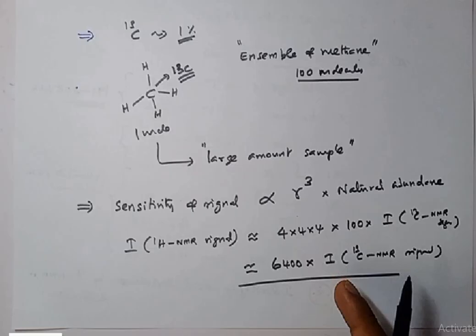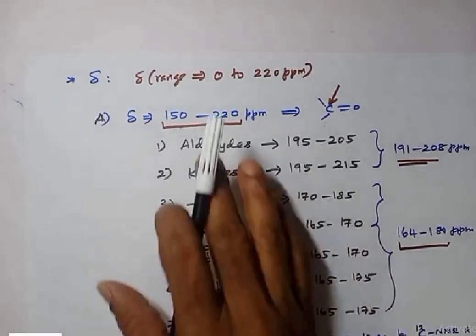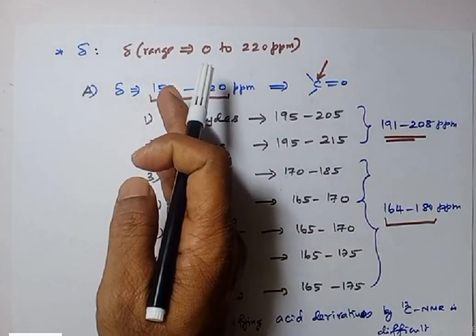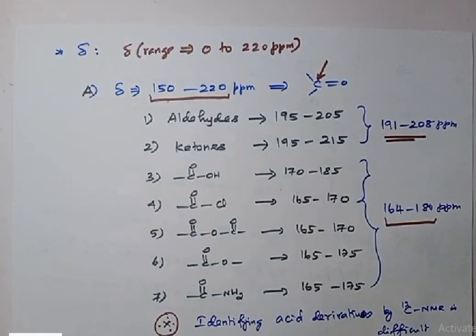So the sensitivity of the C13 NMR signal is very, very less. Keep this in mind, very important. I have given the chemical shift values of the carbonyl group, which appear between 150 to 220. What about the remaining? Let me give the values on the next page. Remaining values, this is very important.